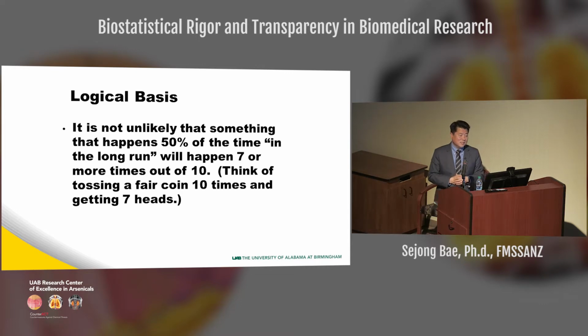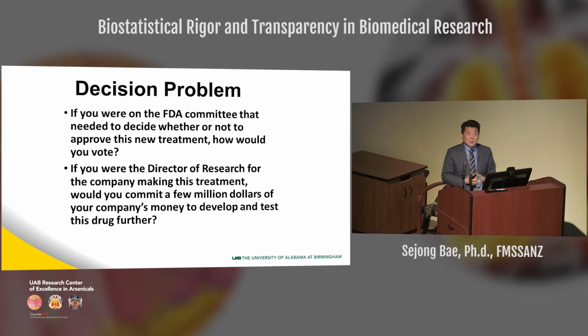So the logical basis is that it is not likely that something happens about 50% of the time. In the long run, we'll have 7 or more. You may be guessing 7, and that may be a good indication. But it is a decision problem, right? If you are serving on an FDA committee, will it give you enough evidence to prove whether this drug is working? Or if you are a director of research who has to invest millions of dollars, does 7 out of 10 give you enough signal to make an investment?